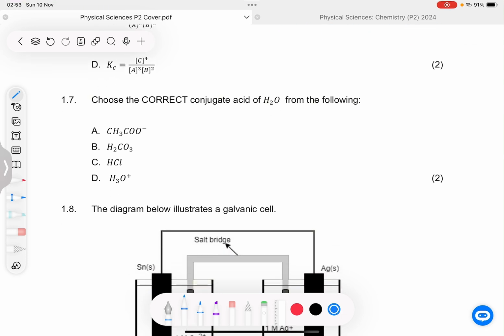1.7, they say choose the correct conjugate acid for H2O from the following, right? Now, let's break this question down. If you look here, they've given us the conjugate acid. It means these things here are conjugate acids. And it means then that this is a base. So obviously, to find a conjugate acid, we must add a hydrogen proton, right? We must add a hydrogen proton.